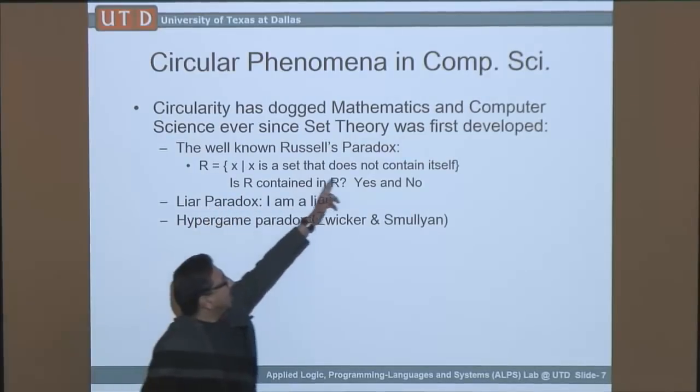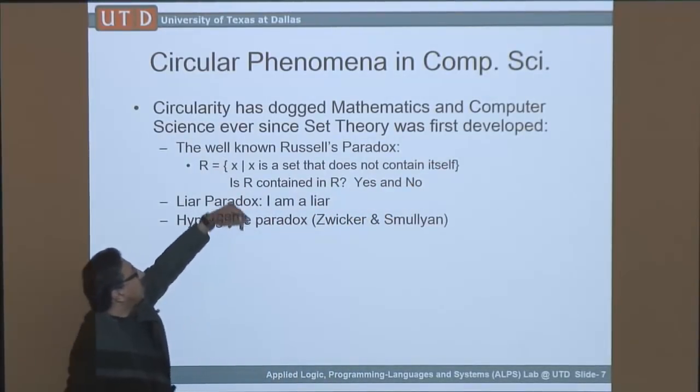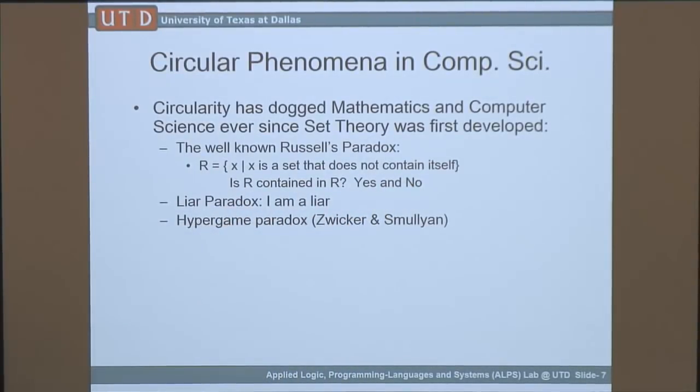So then Russell used this to build this set. R is the set of all sets X, where X is a set that does not contain itself. And you can see that if you ask the question, is R contained in R? The answer is both yes and no. Because if R is in R, then R cannot contain itself, right? So R should not be in R. And if R is not in R, then R must be in R. So that's basically Russell's paradox.